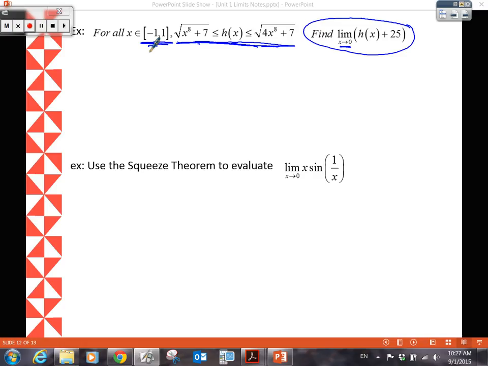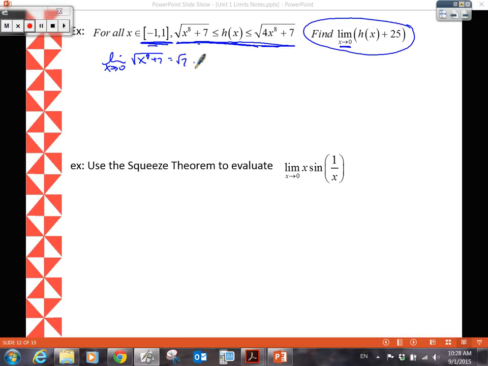All right, so they want us to find the limit as x goes to 0 of h of x plus 25. Well, let's investigate this inequality over here. I'm going to use the squeeze theorem. I'm going to take the limit of this left side, the limit as x goes to 0 of the square root of x to the 8th plus 7. I substitute a 0 in there, and I get the square root of 7.